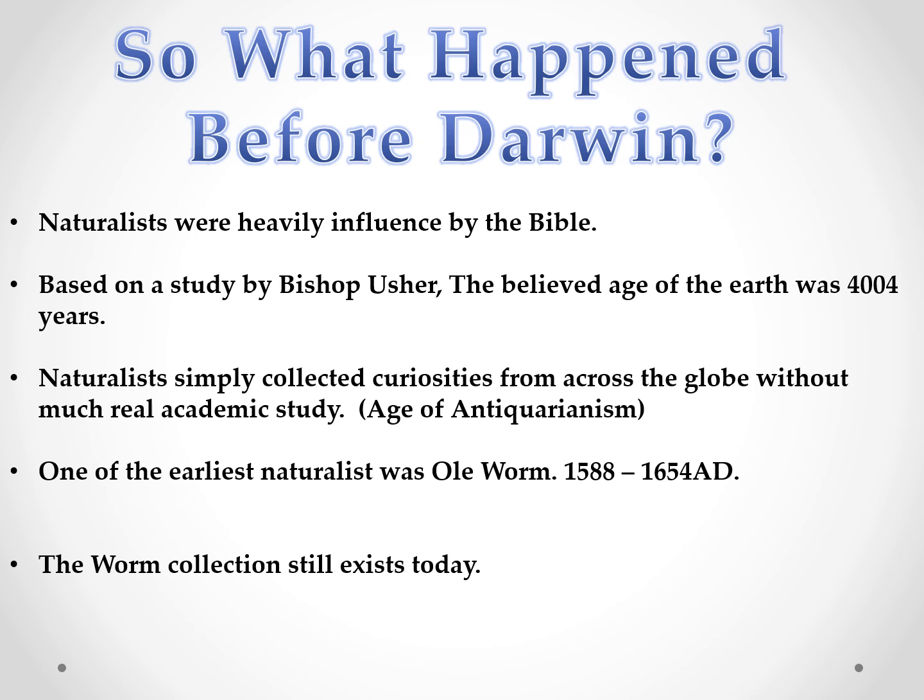And the Worm collection actually still exists today. In the next slide, you're going to see a picture of all the things that Ole Worm actually collected during his time. We call this period the age of antiquarianism, right, where we're running around collecting curiosities without much thought of real academic study. An example of this is crystal quartz, right? We all know today that crystal quartz is formed geologically and comes out of the earth. Well, during the age of antiquarianism, a lot of naturalists called it thunderstone because they believed that it was actually trapped lightning that was created when lightning struck Earth.